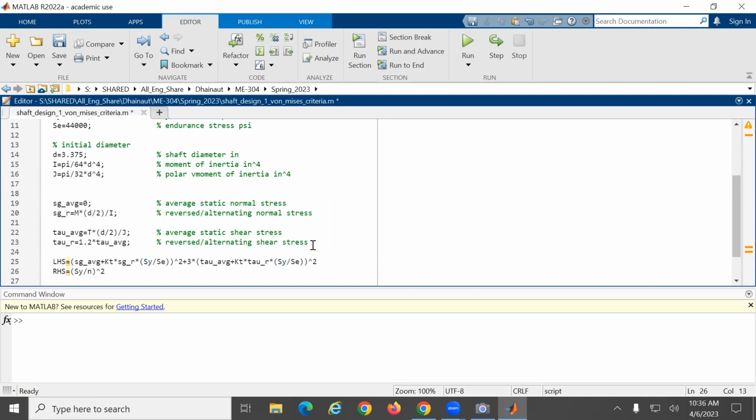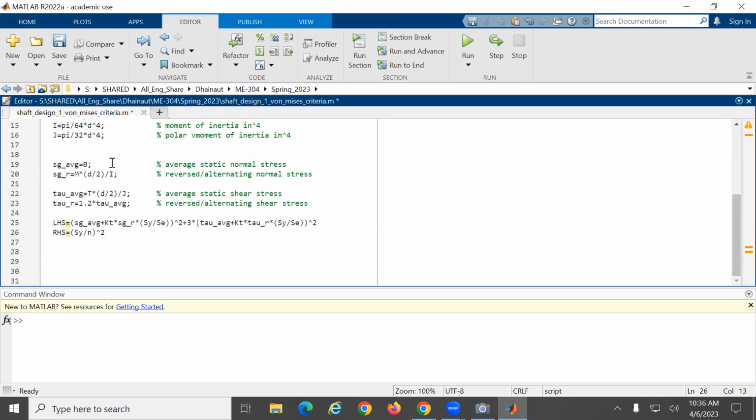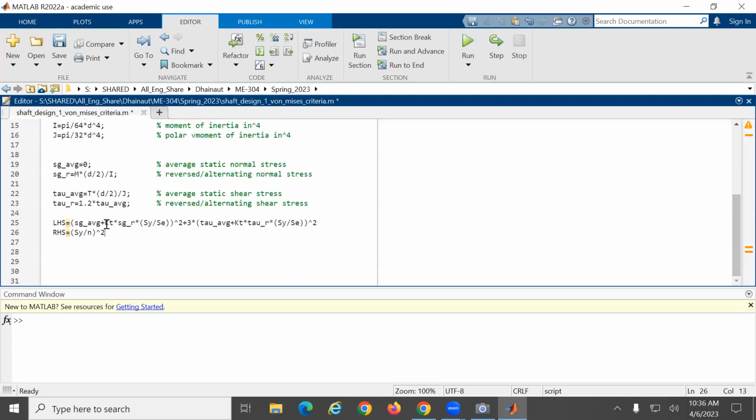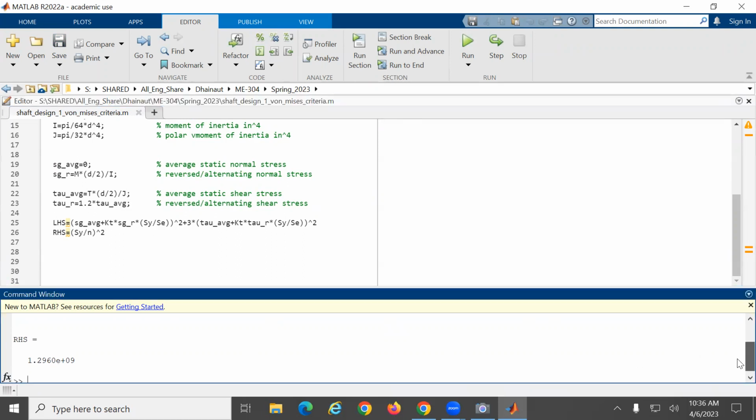Okay, so initially let's do the first part of the problem. So let's see, where are we here? Okay, so this is the first part of the problem. Basically, this is what we just did. So let's run this one. So right hand side, yes, 1.2960 10 to the 9. We put 1.3 good enough, and 6.6605 10 to the 9. Okay? All right, so we say not safe.